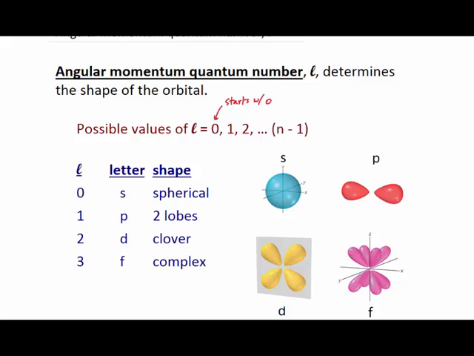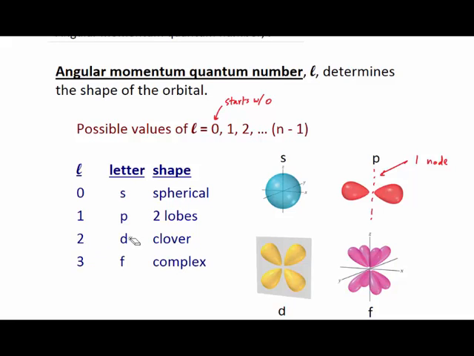It has 1 node. Sometimes we draw a dotted line like that. That's 1 node. And 3-dimensionally, a node is actually a plane. So if I put a piece of paper or my hand or something down the middle of that, that would be the 1 node.